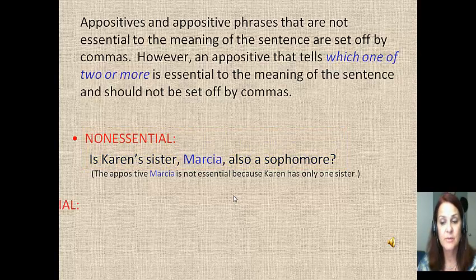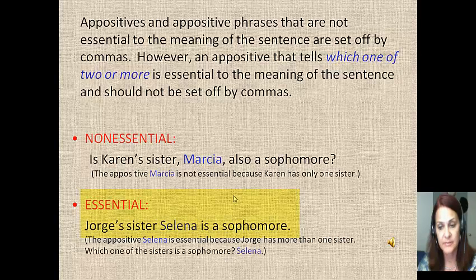Now compare it with this one. Jorge's sister Selena is a sophomore. Okay, Selena has more than one sister. So the fact that Selena is a sophomore is significant. It's essential information. So it is not set off with commas.